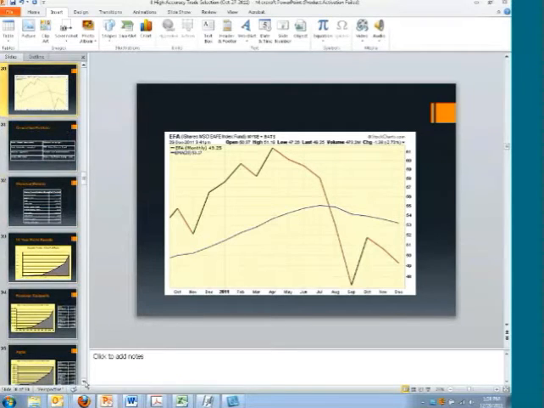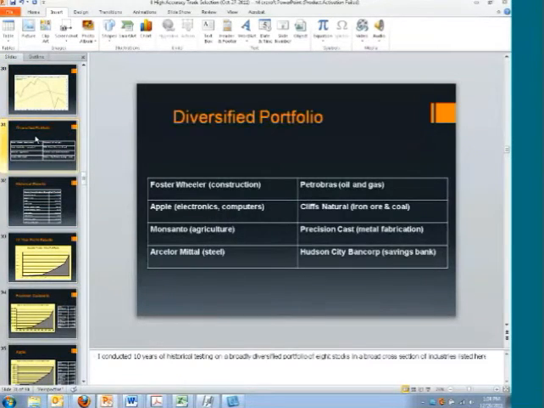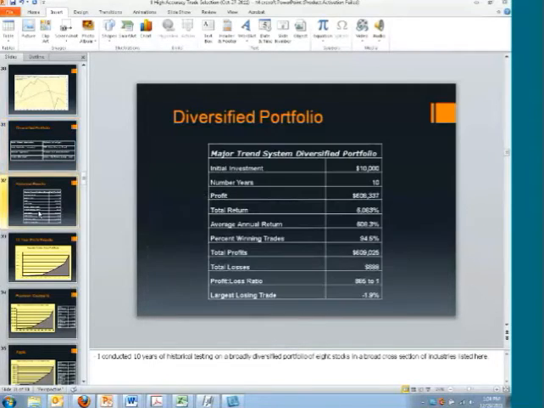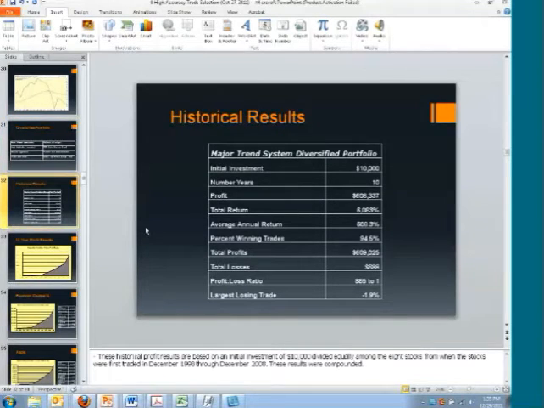And just like the 50 and 100-day EMA, the major trend system is also a mechanical system, so that allows me to do historical testing. And what I did is I tested this on a diversified portfolio of these stocks listed here: construction, computers, agricultural, steel, oil and gas, etc. So I took stocks from 8 different industries and did historical testing using the 1-month price and the 20-month EMA.